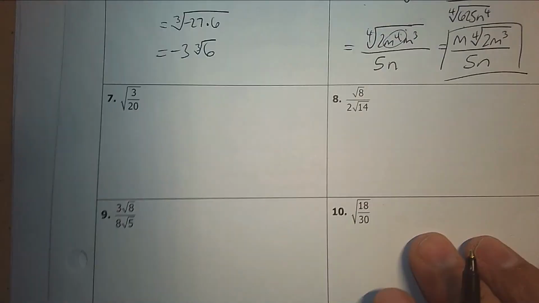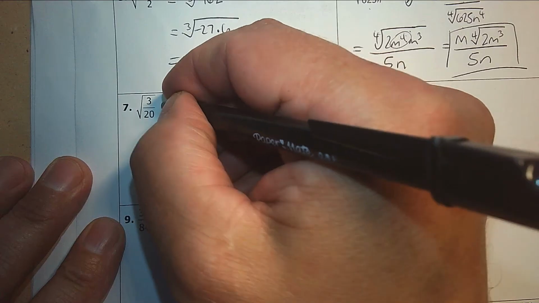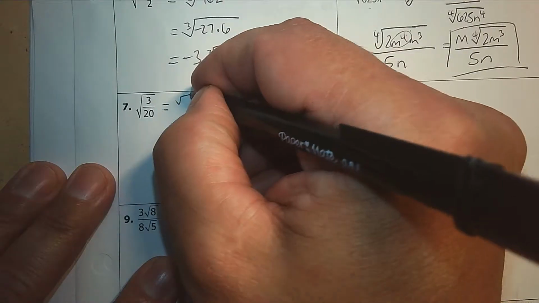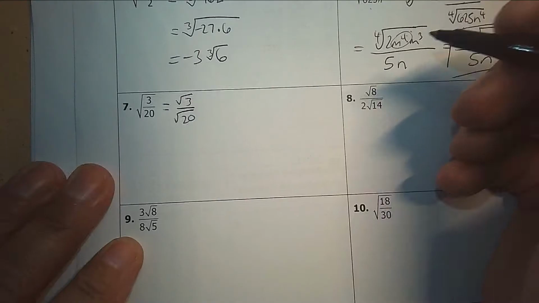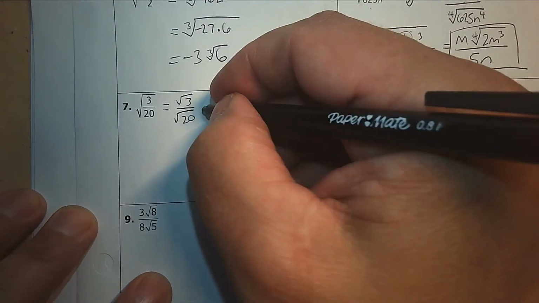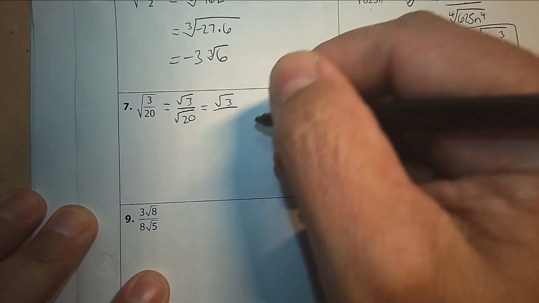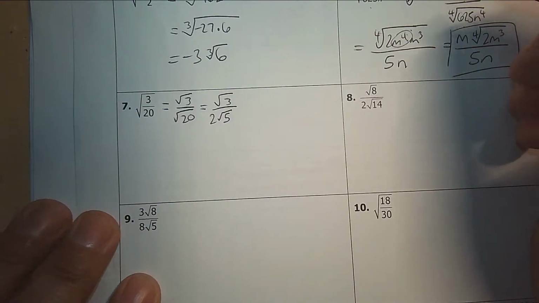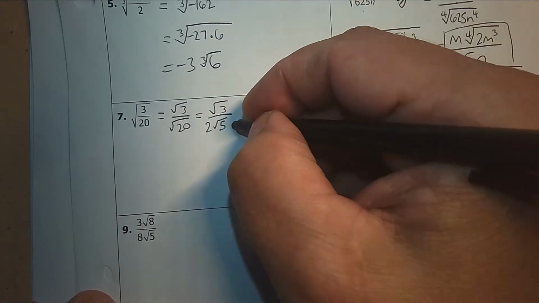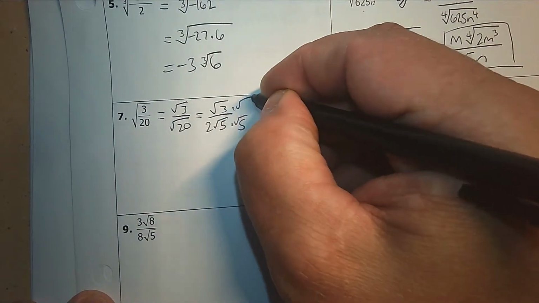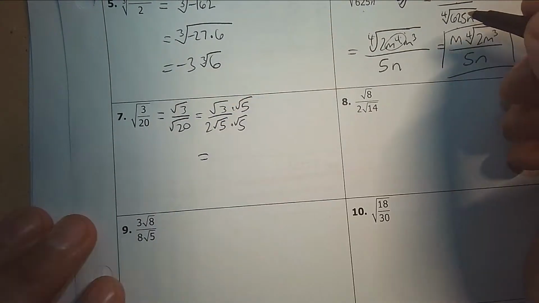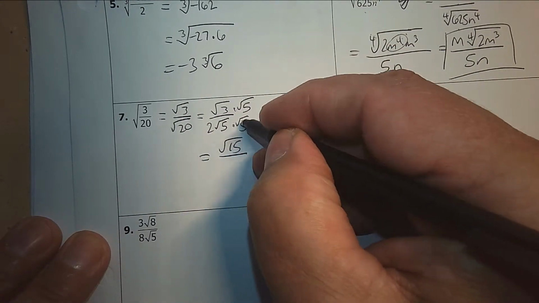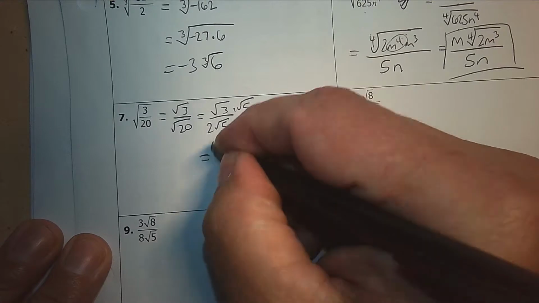Number 7. So this means the same as this. We can separate the square root. I'm going to write the square root of 20 as 2 root 5. So 20 is 4 times 5, and the square root of 4 is 2. Then I'm going to multiply top and bottom by root 5 to make the denominator a rational number. So the numerator is the square root of 15. Root 5 times root 5 is 5 times 2 is 10.